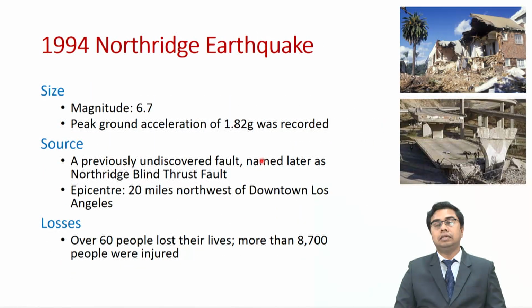Moving to the 1994 Northridge earthquake, the magnitude of this earthquake was 6.7 and a peak ground acceleration of 1.82 g was recorded, which is very high. The source was a previously undiscovered fault, which was later named the Northridge blind thrust fault. So it is again a thrust fault, which happens at a convergent plate boundary. The epicenter was located 20 miles northwest of downtown Los Angeles, and over 60 people lost their lives and more than 8,700 people were injured.